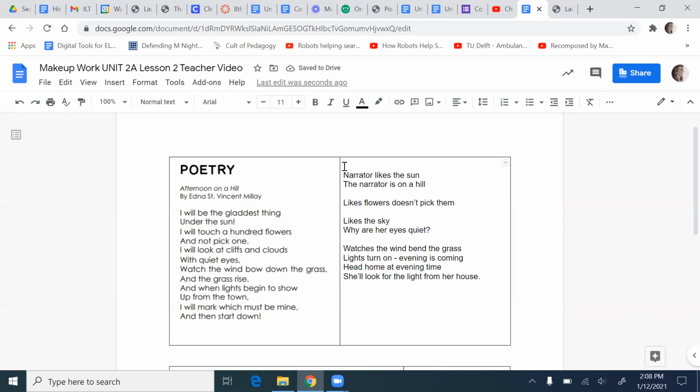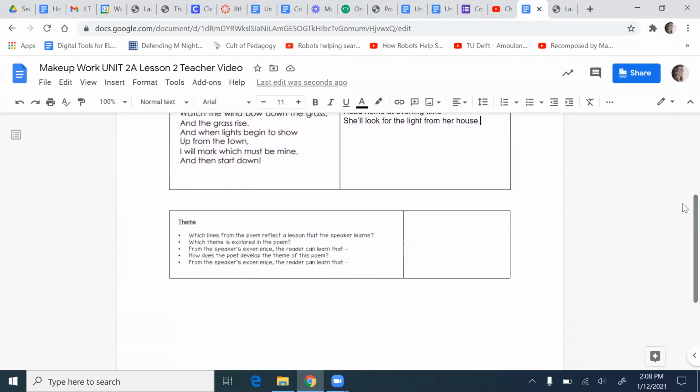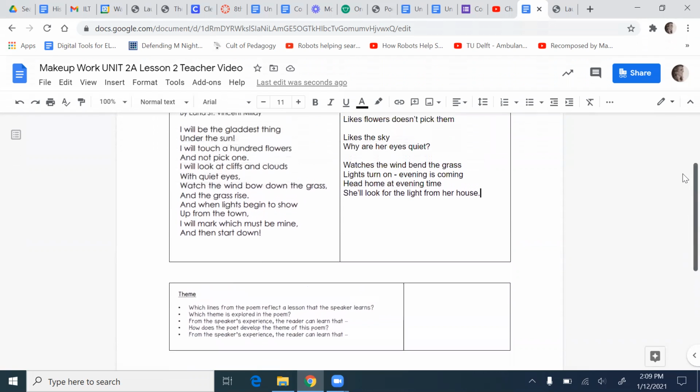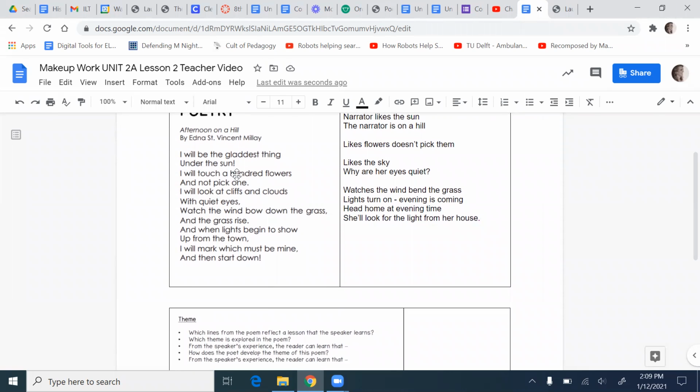Two reads. I pretty much understand 80% of this poem. Now, let's do the third read on this one together. So here we go. Third read. Which lines from the poem reflect a lesson that the speaker learned? So let's remember theme. Theme is the message. So even in a poem like this that's just describing an afternoon on a hill, there is something that the poet wants you to learn about that. Okay. So what is the theme? What's the thing that this poet wants you to learn from this?